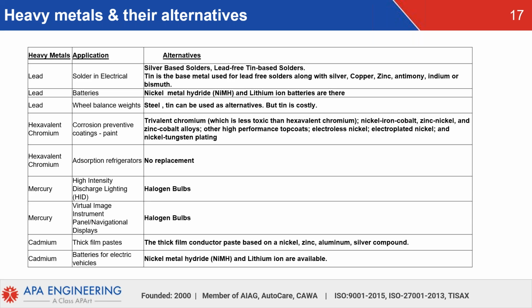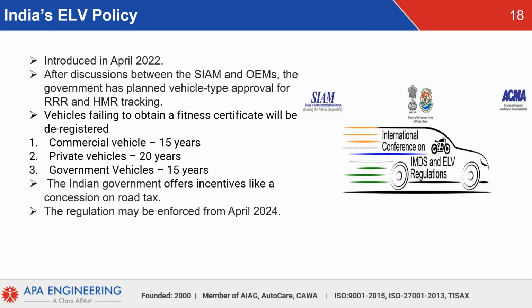Instead of using mercury bulbs in our car headlamps, we can use halogen bulbs. Likewise, instead of using cadmium batteries for electric vehicles, we can use nickel metal hydride batteries or lithium ion batteries, which are available. Then, India is also ready to move to this scrappage revolution.